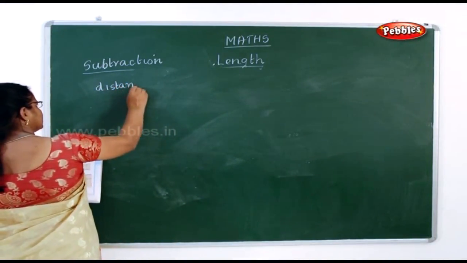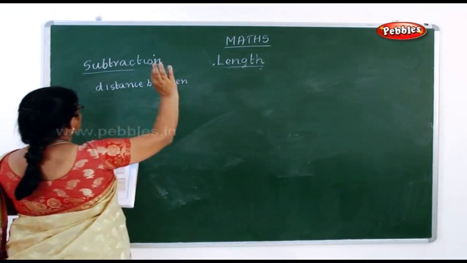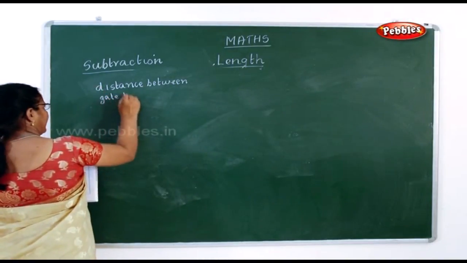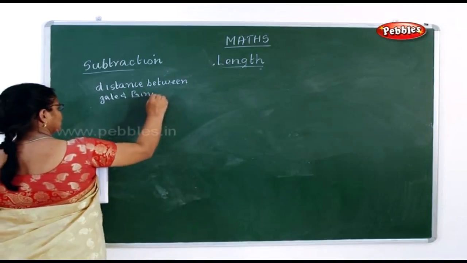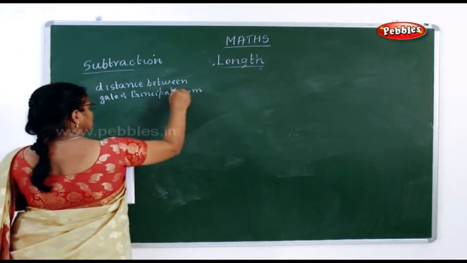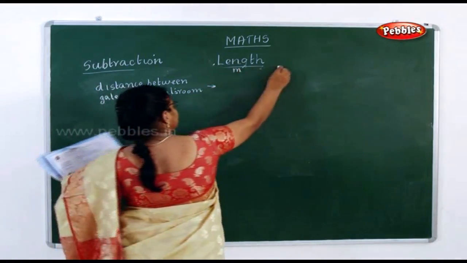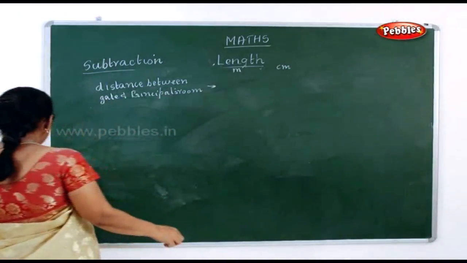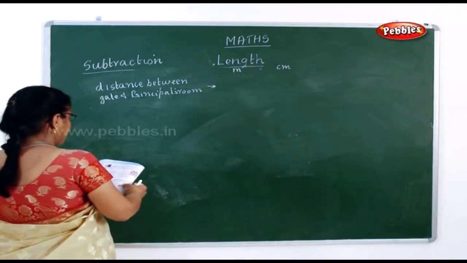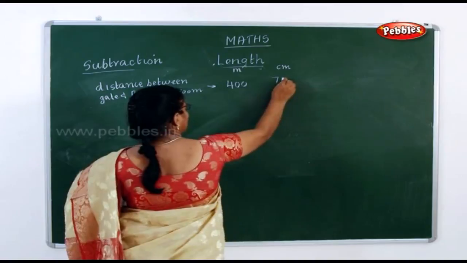Distance between, immediately you have to write, because I told you statement sums means you have to write like this. Distance between gate and principal's room. Now what will you write here? Because it is given in meter and centimeter. It is 400 meter and 75 centimeter.